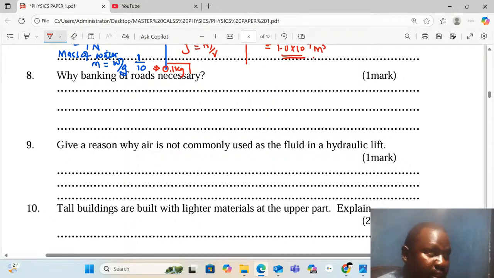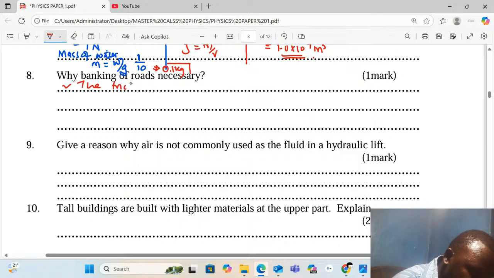Then now question 8 reads, why is banking of roads necessary? And therefore, we have to consider that very well. We can give out several reasons as to why we need to have banking on our roads. The first thing is the force of friction.